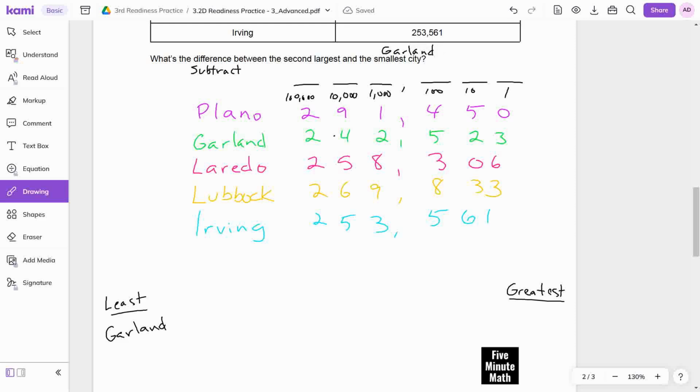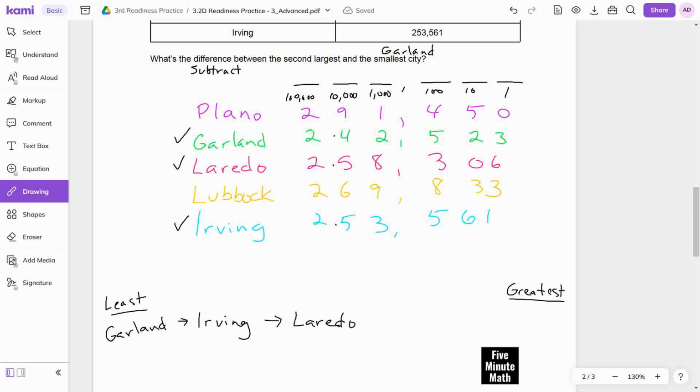All right. Next, I've got 2 5s. Laredo and Irving have a 5 in the 10,000s. So I go to the next place. And my 3 is smaller than my 8, right? So I'm done with Garland. I'm now going to write Irving. And then I'm going to pick up this Laredo, 253, 258.